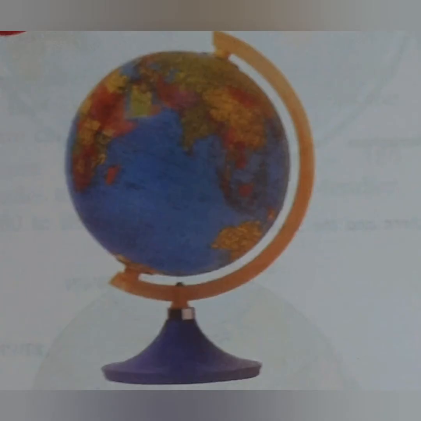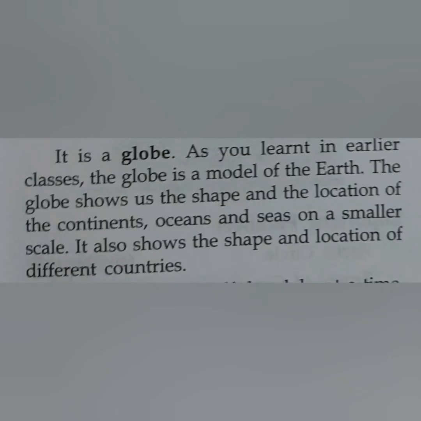Now students, look at the screen. Do you know what this is? Yes, I hope you all know this is a picture of a globe. But the question is, what is a globe? Why do we use a globe? Students, the globe is a model of the Earth. The globe shows us the shape and the location of continents, oceans and seas on a smaller scale. It also shows the shape and location of different countries.